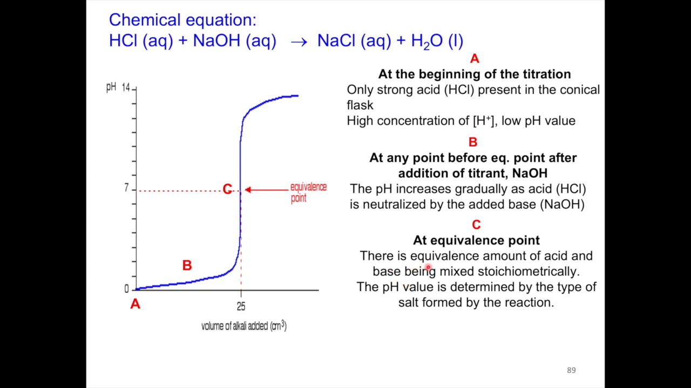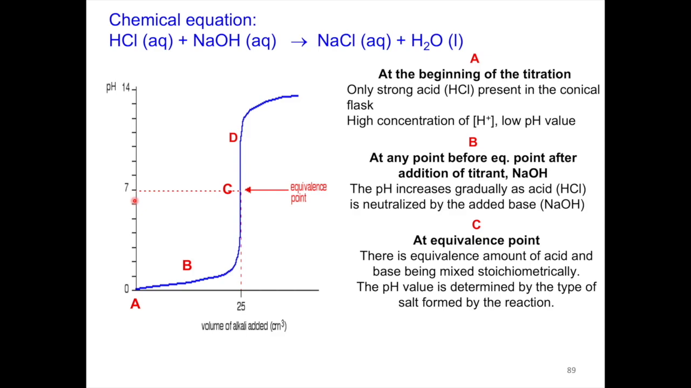At this point, there are equivalent amounts of acid and base mixed stoichiometrically. So the concentration of H plus is equal to the concentration of OH minus. And the pH value is determined by the type of salt formed by the reaction. For this titration, since it is between strong acid and strong base, we get a neutral salt. Since it is a neutral salt, the pH at the equivalence point is equal to 7.